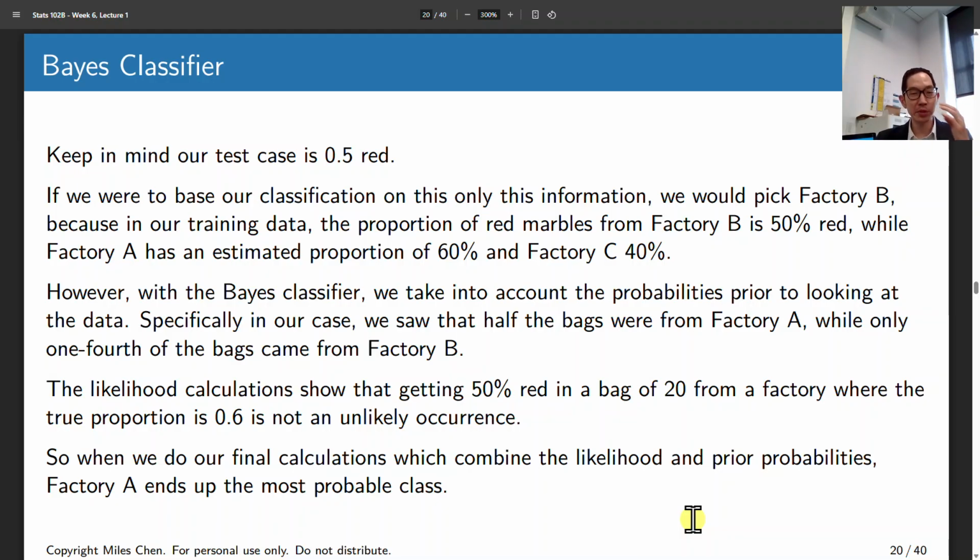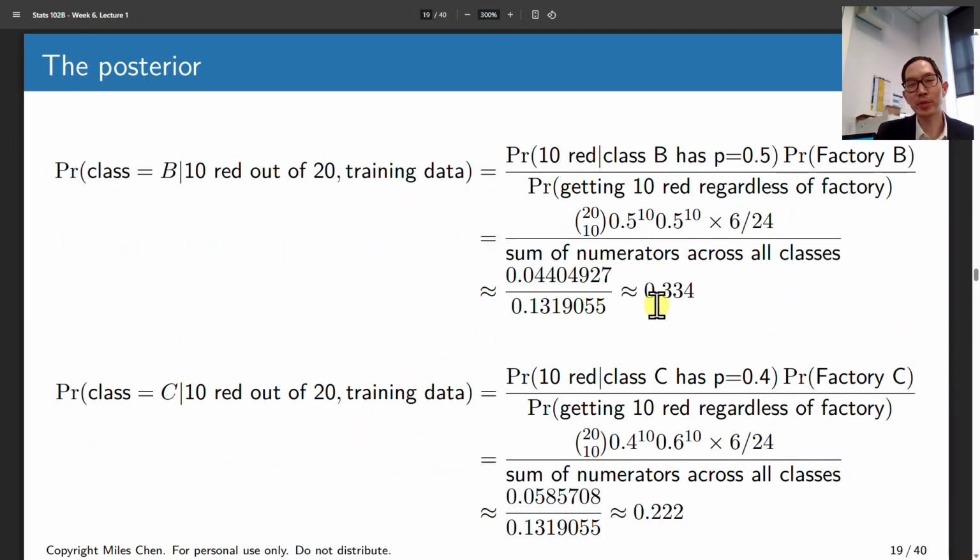And then the likelihood calculations show that getting 50% red from a factory that has a 60% filling proportion is not all that weird, and so it balances out. So basically this number, where we ask what's the probability that it came from Factory B, is 0.334.